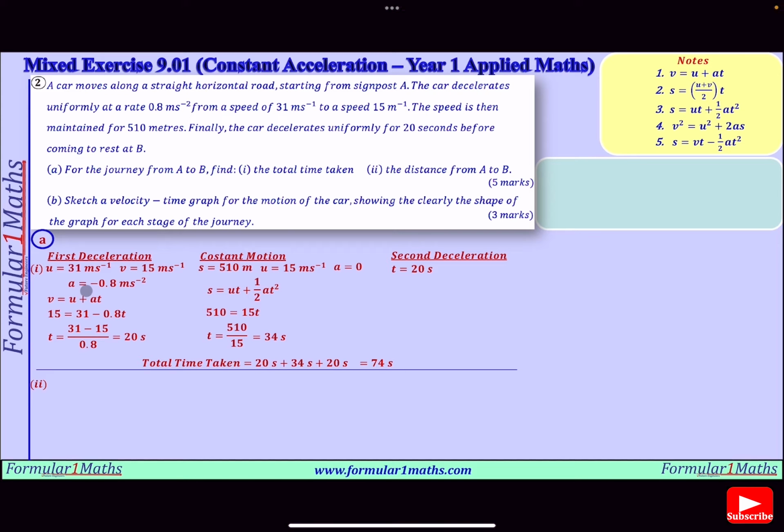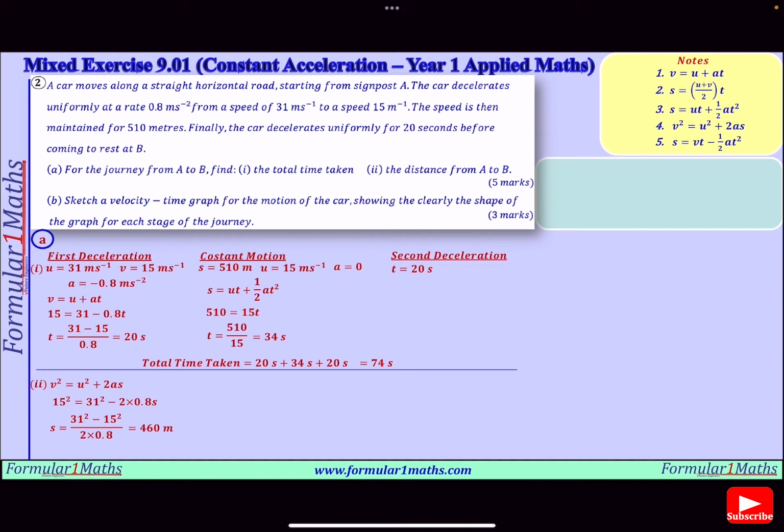Which of the SUVAT equations are we going to use? We are going to use equation 4. So let's put that one down and do our substitution. So 15 for V, 31 for U, and A will be minus 0.8, and that's where we have a negative sign here. And then we rearrange that to get this, and solving gives us 460 meters. So the car moved 460 meters for the first stage.